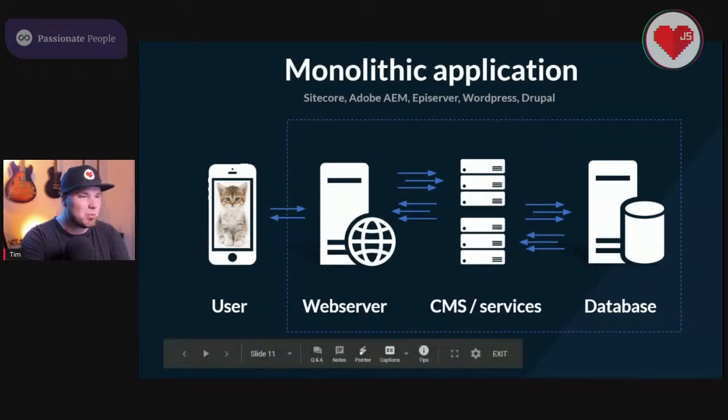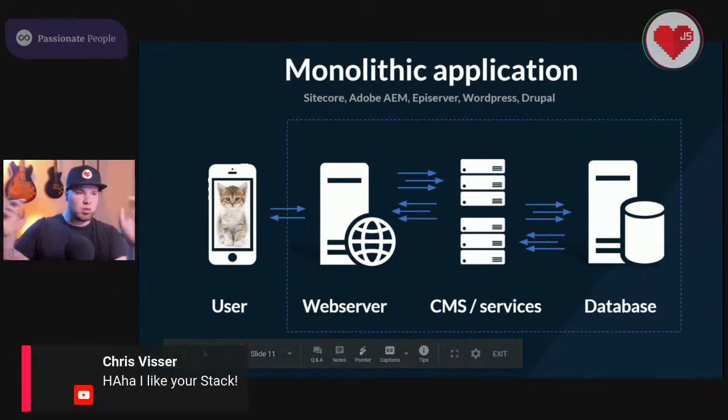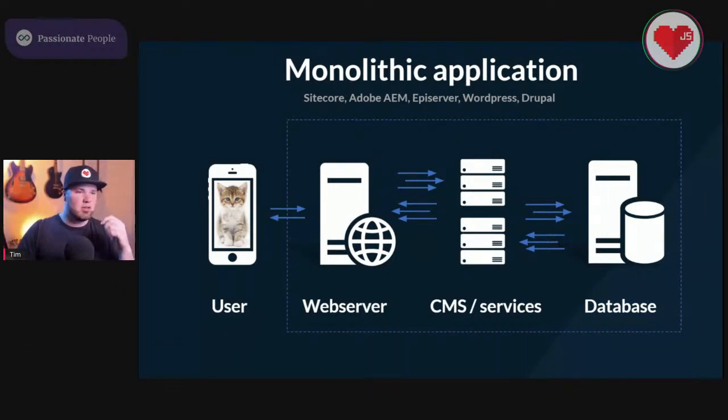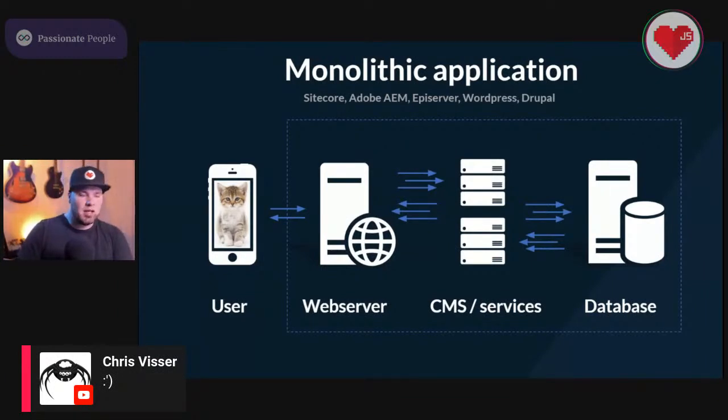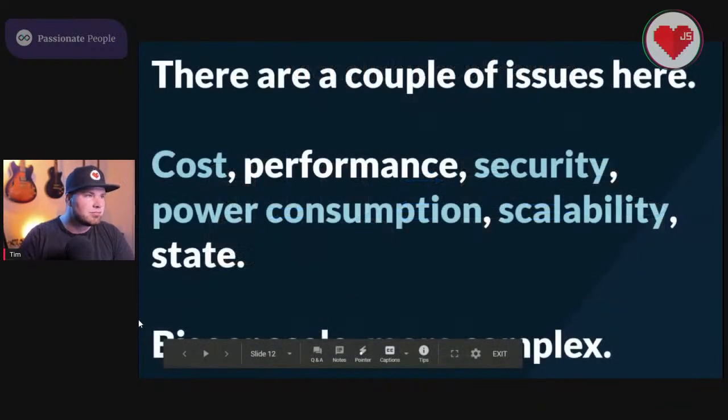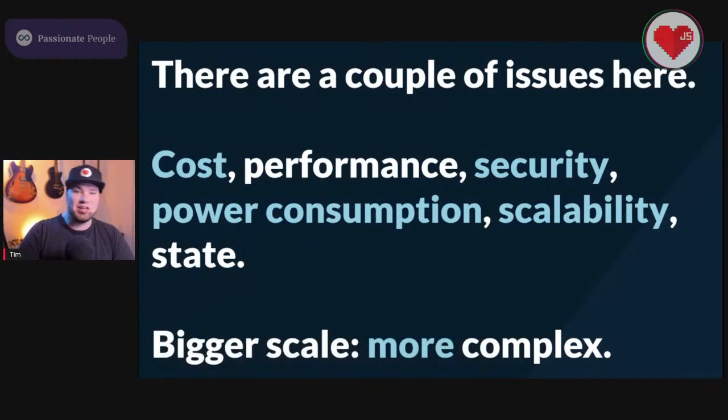So let's continue. What you see is your user, and then there's this one big block that has web servers, CMS stuff, database stuff, all kind of together. And you see a lot of arrows because they're all constantly on and working together, right? With this I see a couple of issues, and actually there are a lot: cost, performance, security, power consumption, scalability, and state. The bigger the scale, the more complex it is.